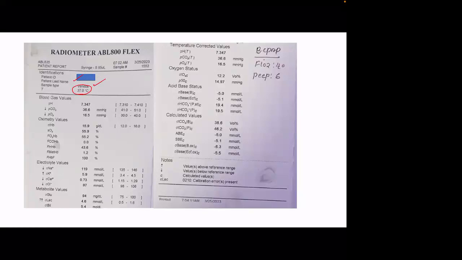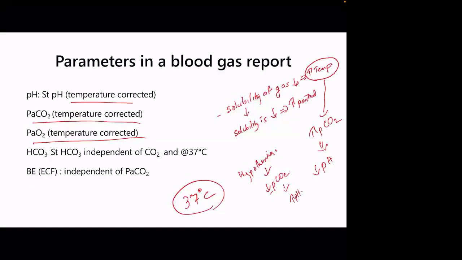So the 37 degrees Celsius is the patient temperature, and that is the temperature at which the machine is measuring the blood gases or the pH acid-base balances. So here, these are the measured values through the electrodes. And here come the temperature corrected values. So as the patient's temperature is 37 degrees Celsius, the temperature corrected values and the blood gas values are the same. Okay.